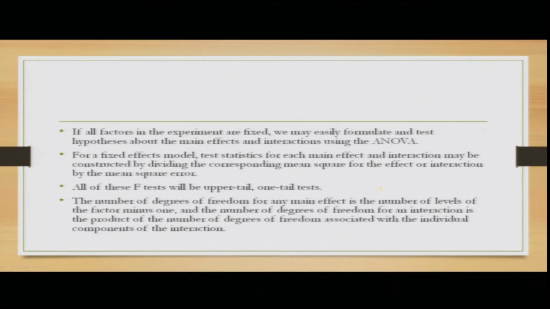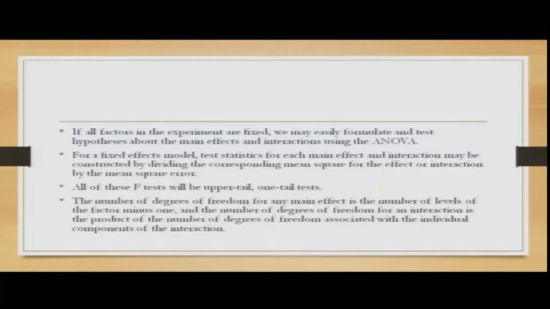The number of degrees of freedom for any main effect is the number of levels of the factor minus 1, because it will be A minus 1, B minus 1, C minus 1, D minus 1, and so forth. You can find the degrees of freedom for the errors, and for the total it will be the sum of them. And the number of degrees of freedom for an interaction is the product of the degrees of freedom associated with the individual components of the interaction, and we can do the calculations accordingly.